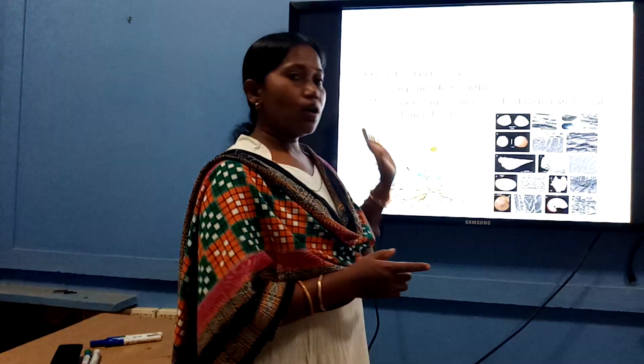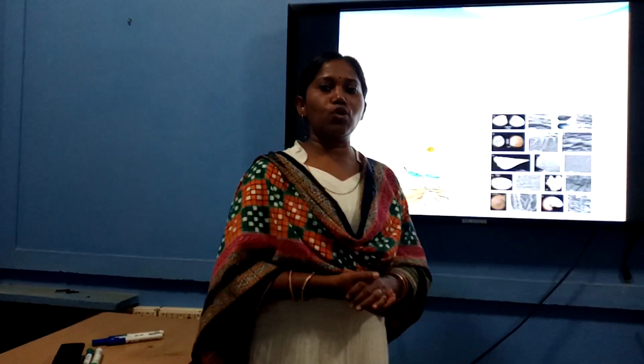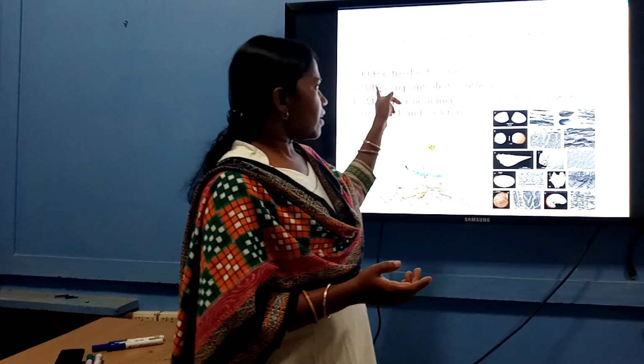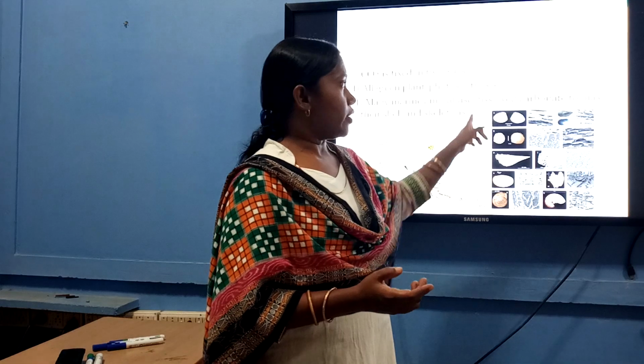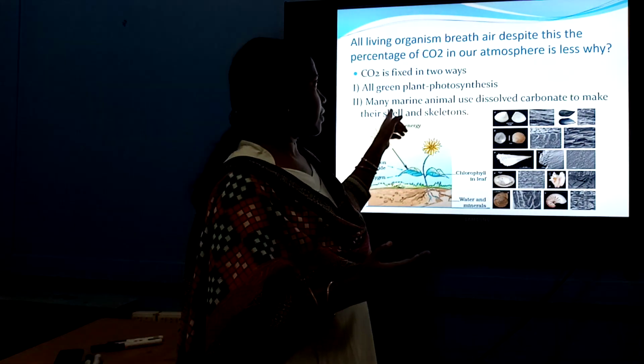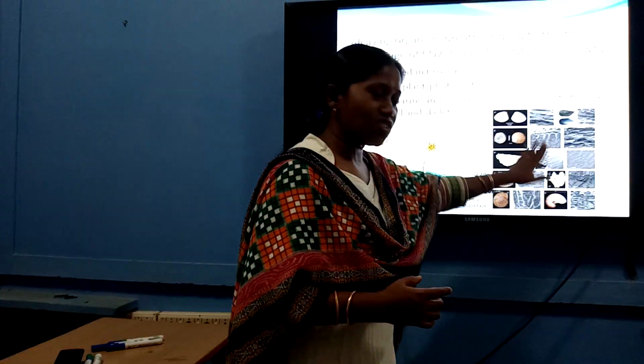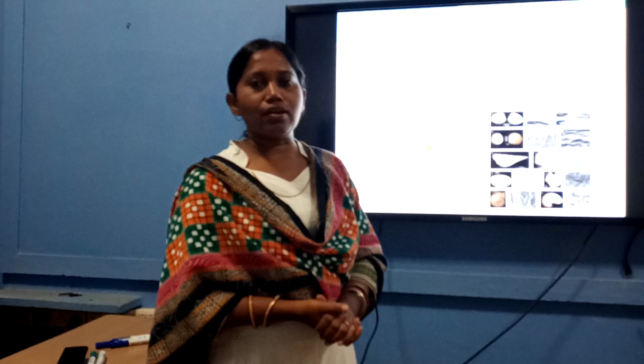Number one, all the green plants perform photosynthesis. Photosynthesis is the process where the green plant synthesizes its own food with the help of sunlight, carbon dioxide, water and minerals, and it synthesizes carbohydrate and oxygen. The second is that many marine animals use dissolved carbonate to make their shell and skeleton, and the animals which generally make shells belong to phylum Mollusca.